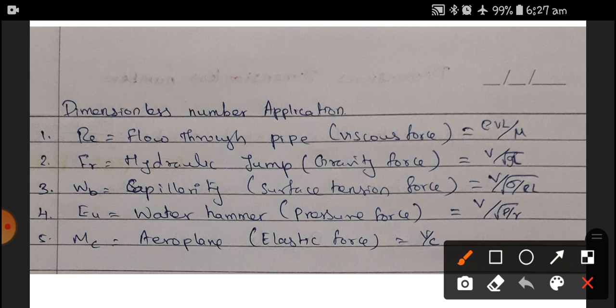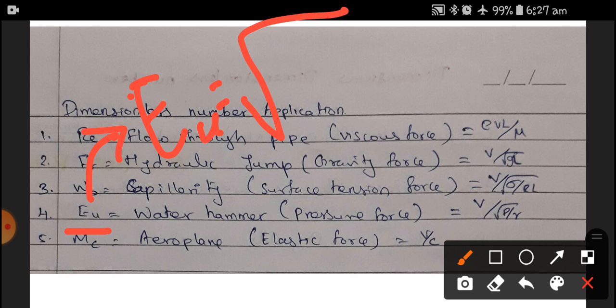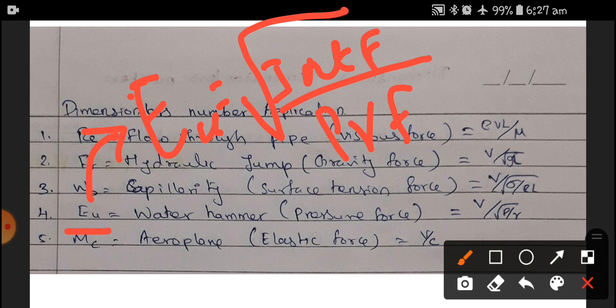Next is the Euler number. The Euler number is defined as the square root of the ratio of inertia force to pressure force.